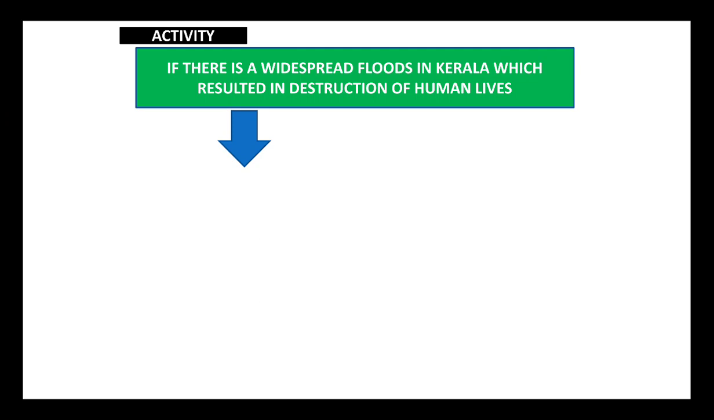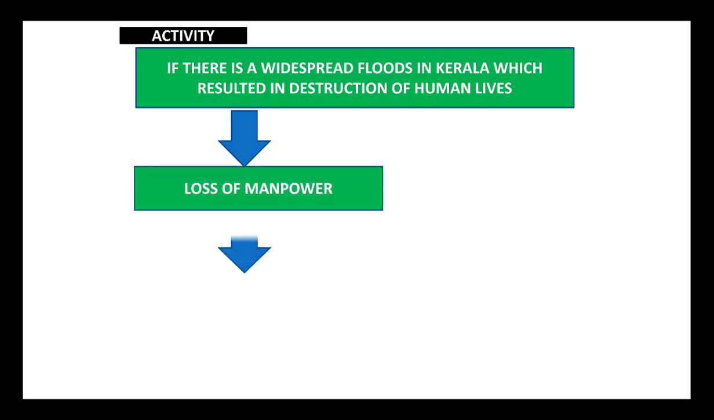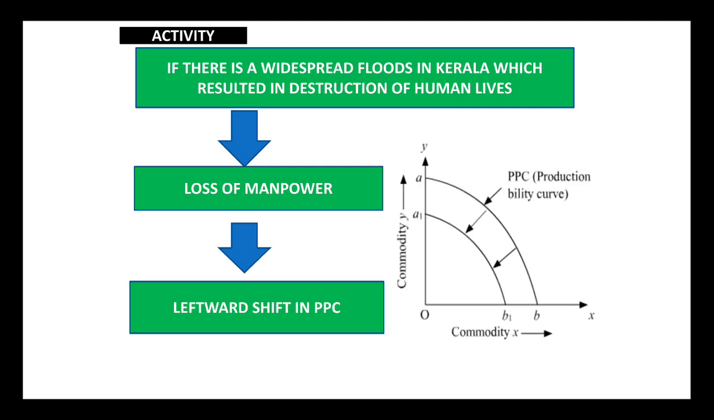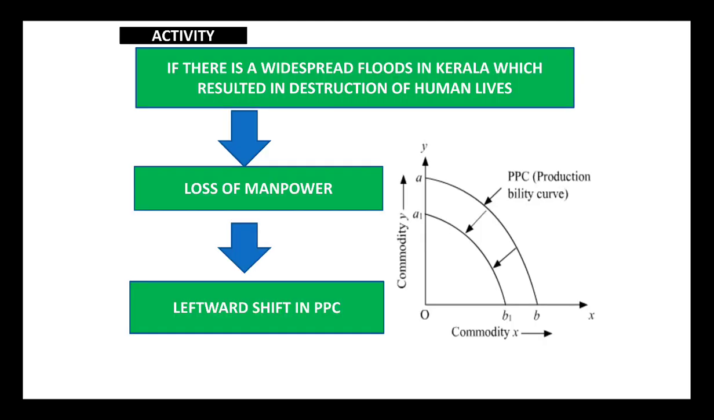The other way around, if there's a flood in Kerala, it will cause destruction of human resource. So there will always be a leftward shift in the PPC. Earlier we were at the AB PPC, now because of this particular reason there is a decrease in human life, so you can say a decrease in human resource, which causes the leftward shift in the PPC, and we are here at the A1 B1 PPC, which means less of both the commodities X and Y.